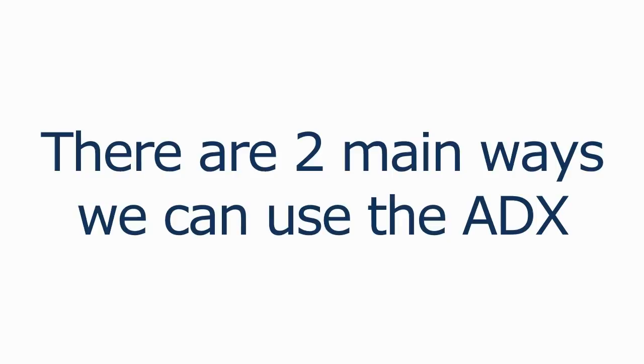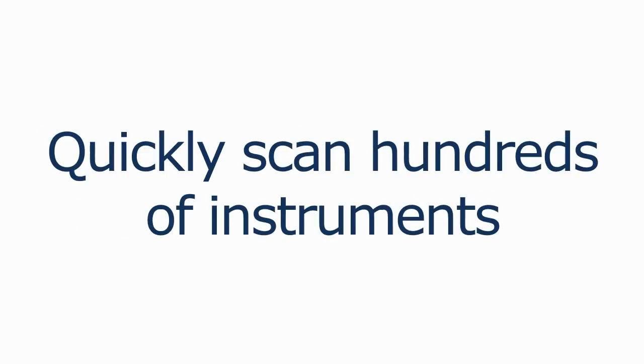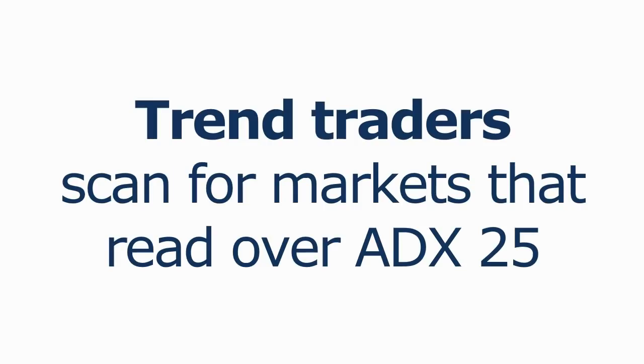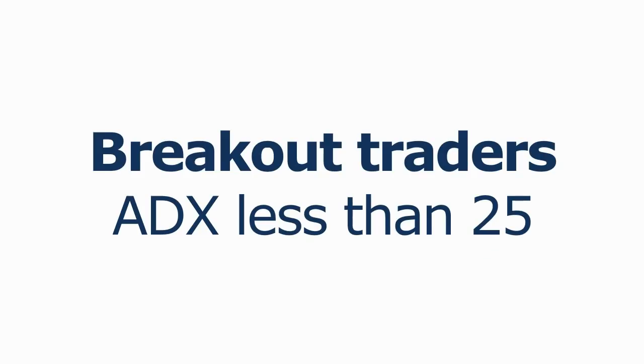Now, there are two main ways that we can use the ADX as part of a trading system. But first, you have to know your style of trading. The great thing about the ADX is that you can use it to scan through your instruments to see which ones are in line with your style of trading. Trend traders that look for continuation trades through pullbacks or small range breakouts are going to scan for markets that read over 25. Traders who look to trade breakouts from consolidations, looking to be in the market before the trend moves, would look for ADX less than 25.